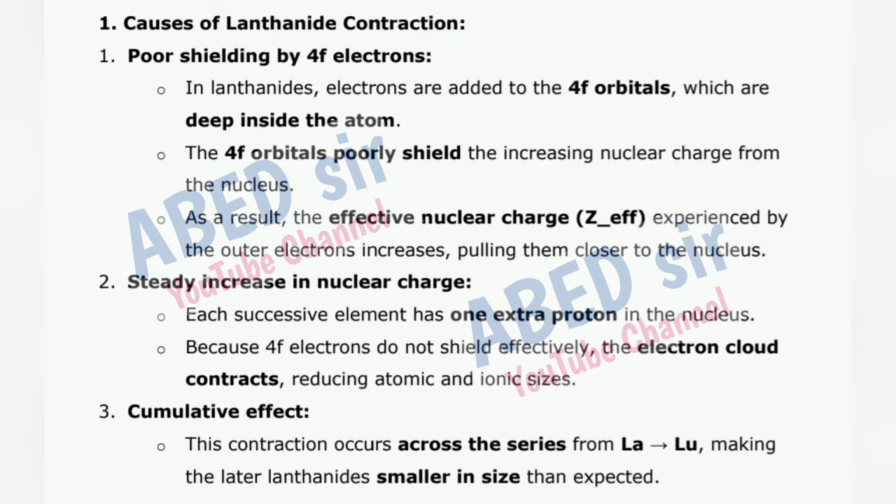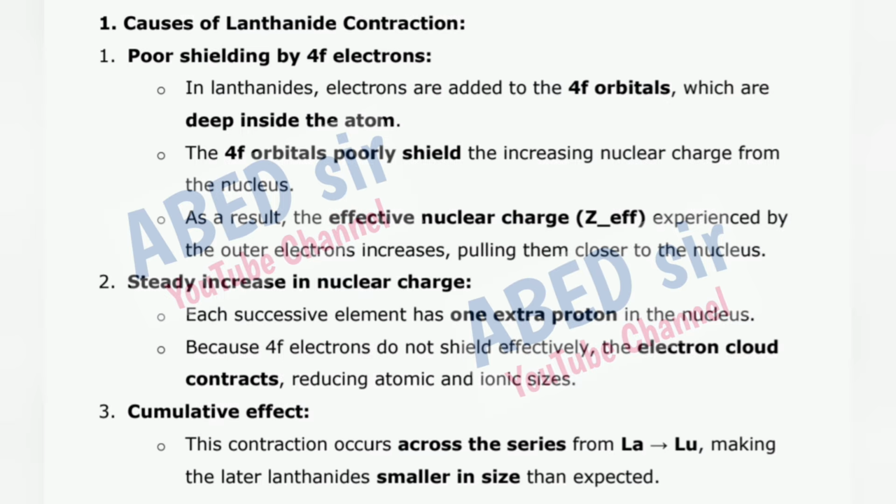1. Causes of lanthanide contraction. 1. Poor shielding by 4f electrons. In lanthanides, electrons are added to the 4f orbitals, which are deep inside the atom. The 4f orbitals poorly shield the increasing nuclear charge from the nucleus. As a result, the effective nuclear charge, Z_eff, experienced by the outer electrons increases, pulling them closer to the nucleus.